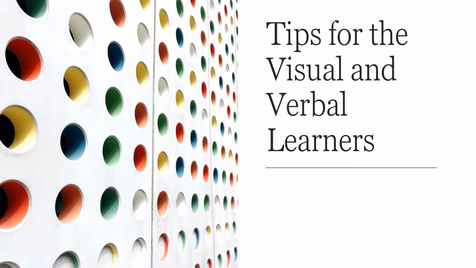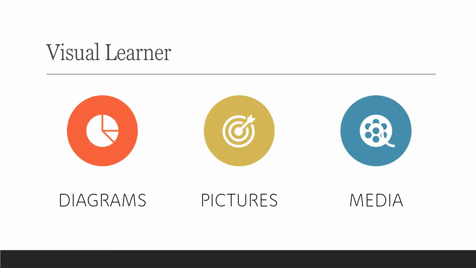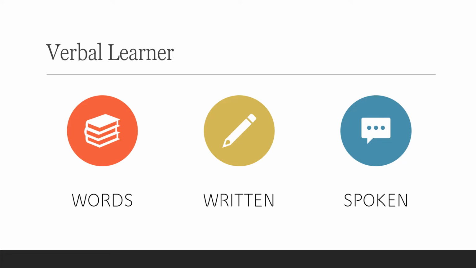Tips for verbal and visual learners. So the visual learner is exactly that. They are the learner that is going to learn best when they see something. This is going to be diagrams, flowcharts, pictures, media, timelines, films, demonstrations, anything at all. In contrast, our verbal learner likes to focus on words. Remember that? They get more out of words, whether they are going to be written or spoken explanations.